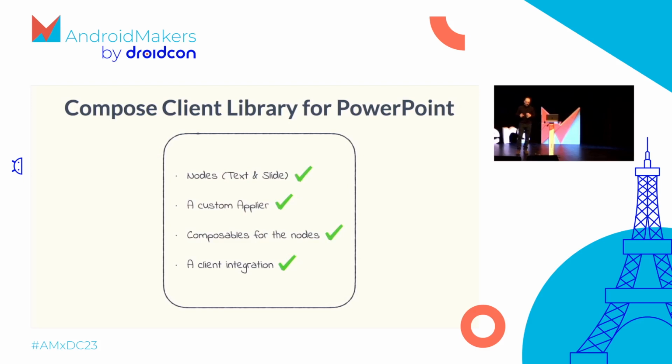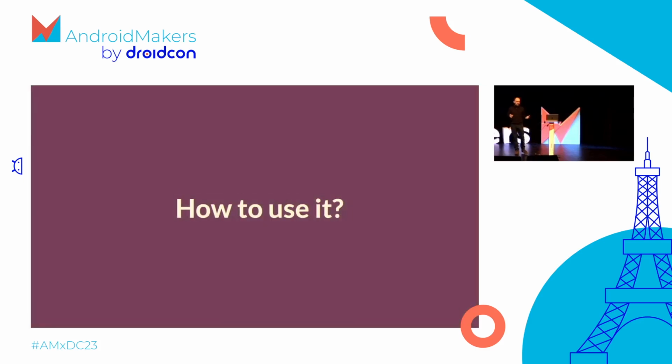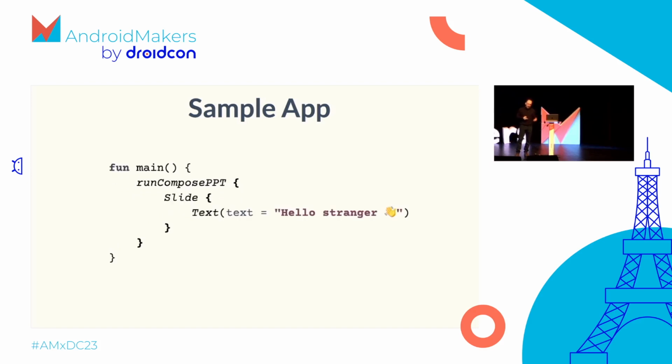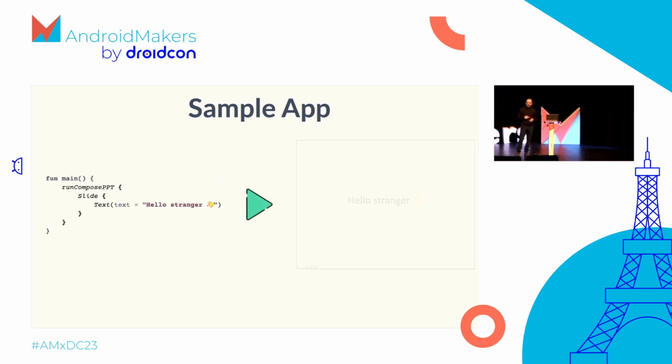Now, we have actually created this, but how are we going to use it from the client side? It's easy. First, you need to create a Kotlin project and call our entry function called run compose ppt and place everything inside. This is a similar thing to what we have as a set content function in Android. Now we have our own entry point called run compose ppt. And inside that, you just need to call the composables that we created. Slide composable, and give the text composable inside the slide composable lambda, and give the text. If you do that and run the application, you will see that it will output one presentation which has this little shiny hello stranger text in it.